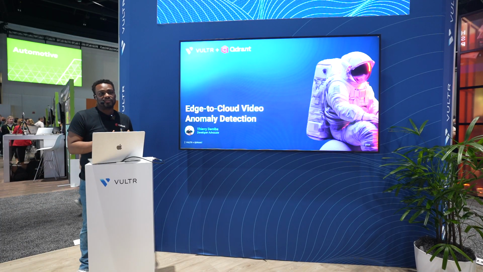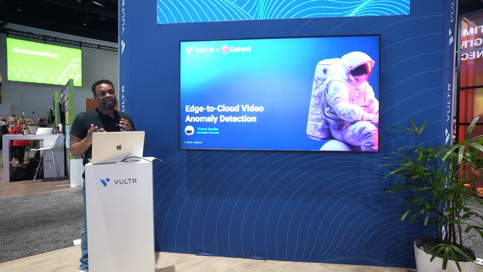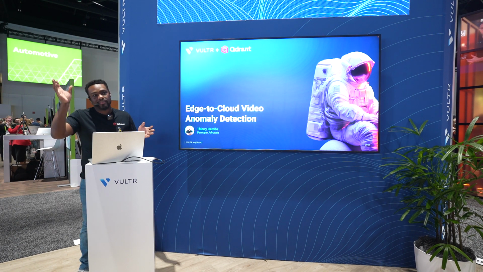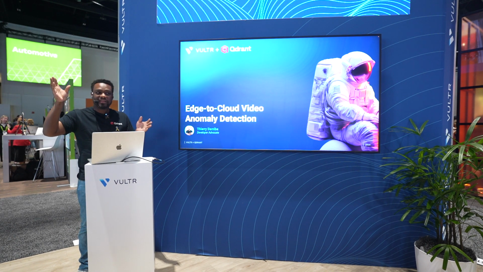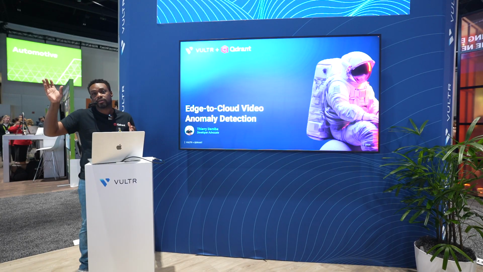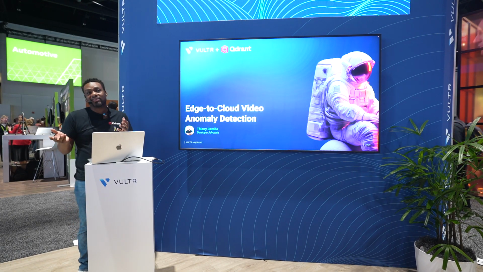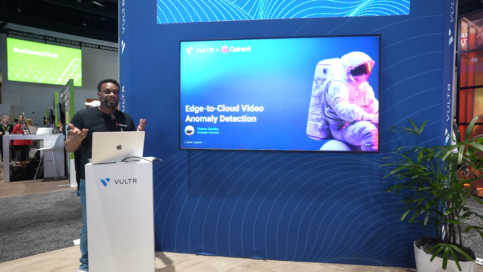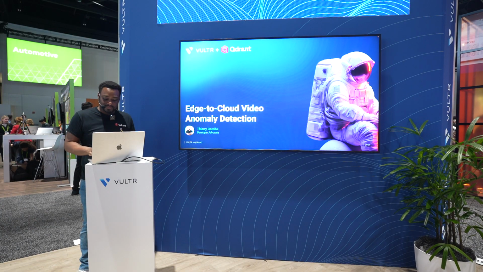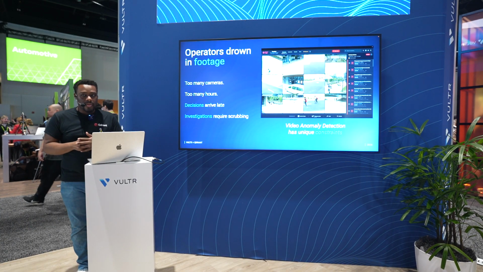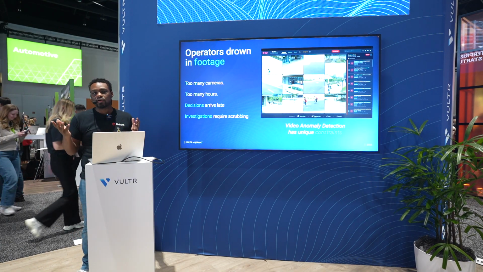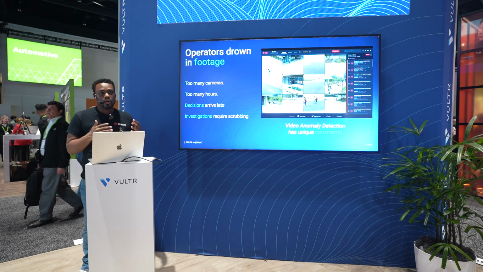So the idea is, what if you could actually do anomaly detection on the camera and then only escalate clips that you flagged as potential anomalies up to your cloud? In this way, you only have to send maybe 10% of your total bandwidth to the cloud, save money, save time, save lives.